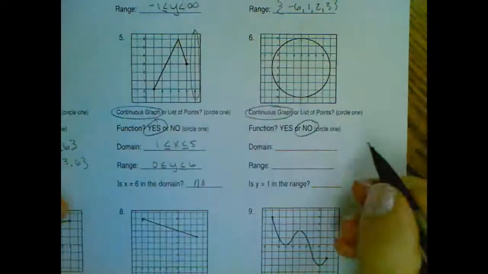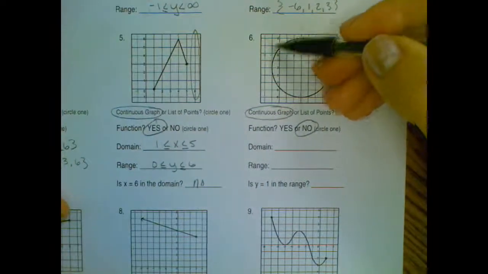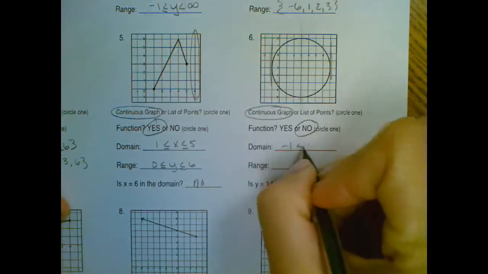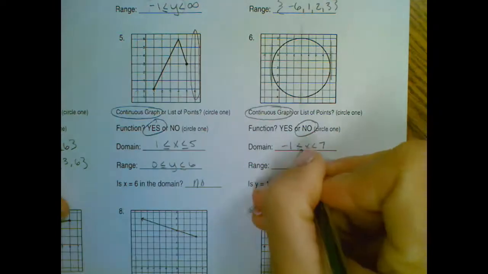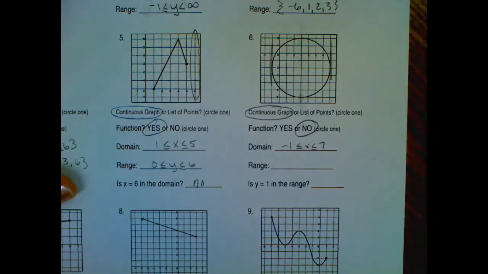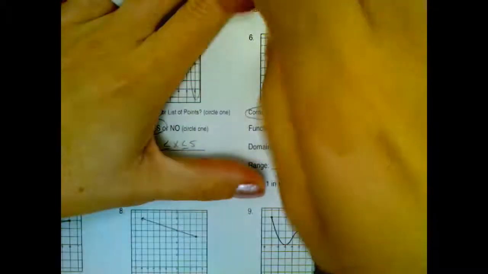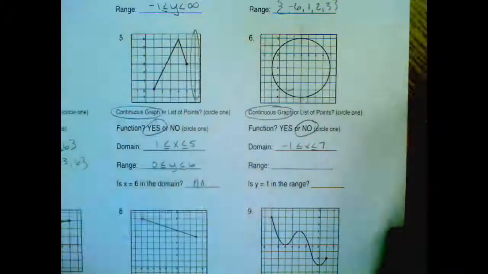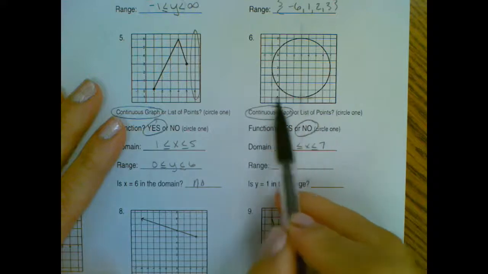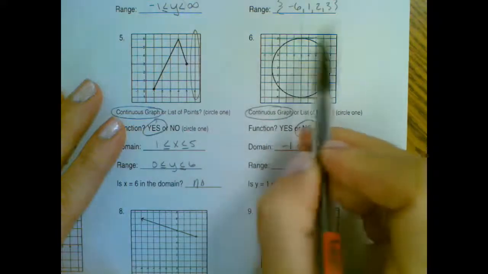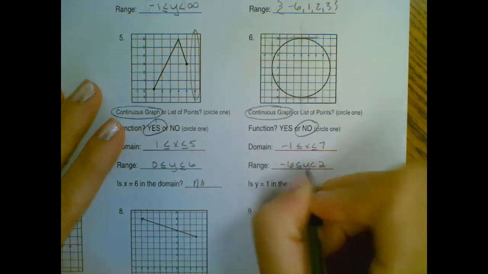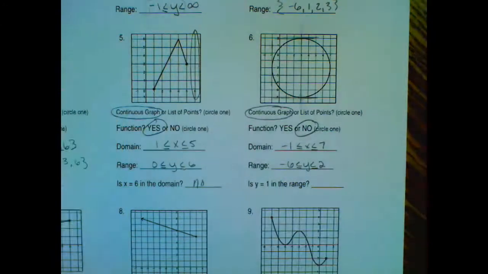Okay, so our domain is the list of all x's, so from -1 to 7. And we would put an equal to sign under those because we don't have any closed circles. Okay, for the range, it's the list of all y's, so -6 to 2. And we again would put our equal to signs under there.